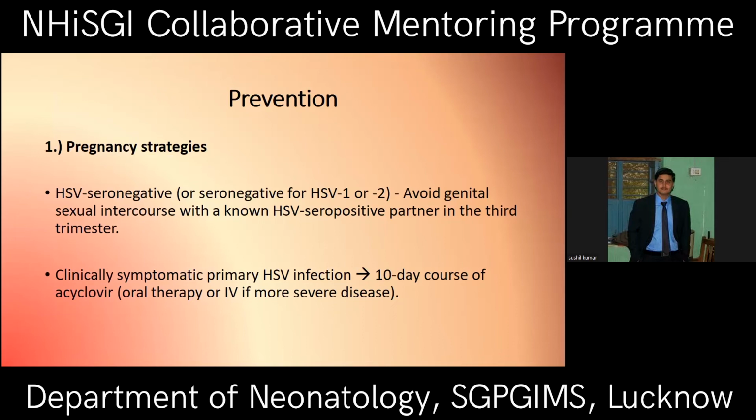The interventions during pregnancy include counseling mothers who are HSV seronegative to avoid sexual intercourse with a known HSV seropositive partner in the third trimester, and treating mothers actively with HSV infection with a 10-day course of acyclovir therapy. IV can be used if the mother is having more severe disease.